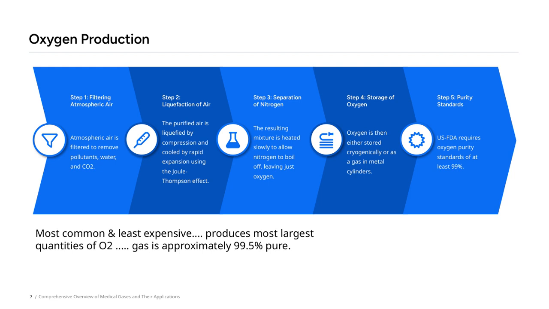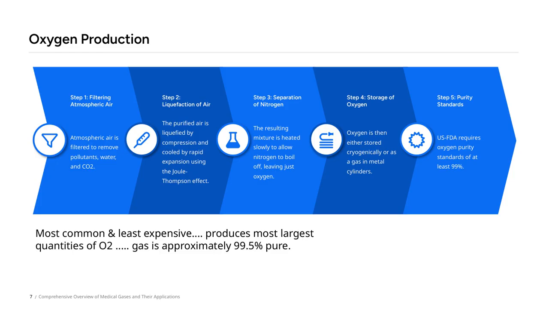Next, the process of separating oxygen from the air involves a few key steps. The mixture of gases is slowly heated so that nitrogen, which boils at a lower temperature, can be separated and boiled off, leaving behind mostly oxygen. This separation process is preceded by liquefying the air itself, which is achieved through compression and rapid expansion utilizing the Joule-Thomson effect. This cooling turns the air into a liquid, making the separation more efficient.